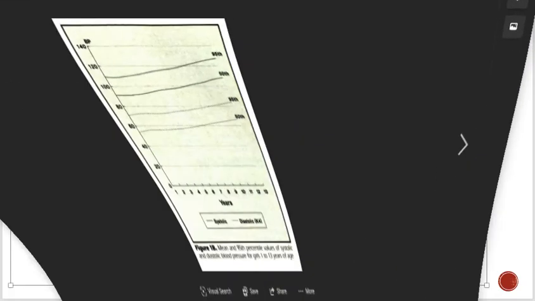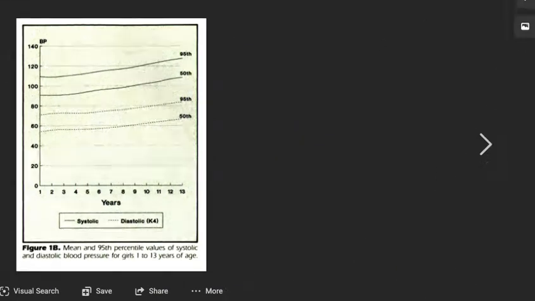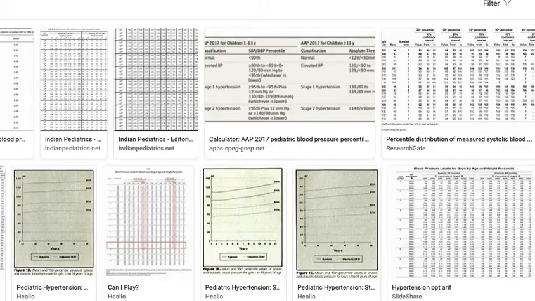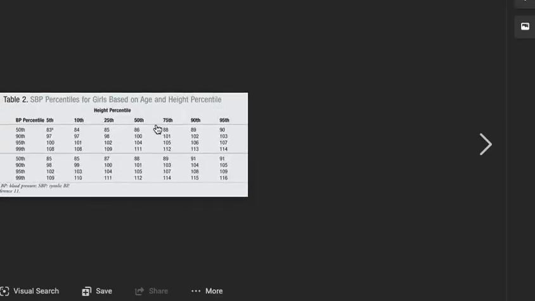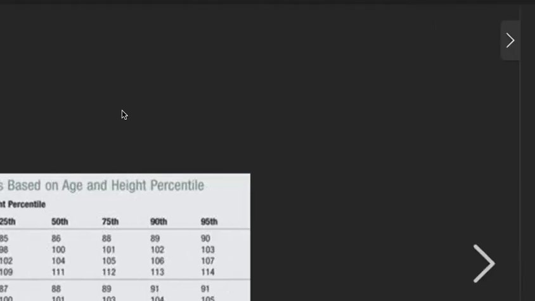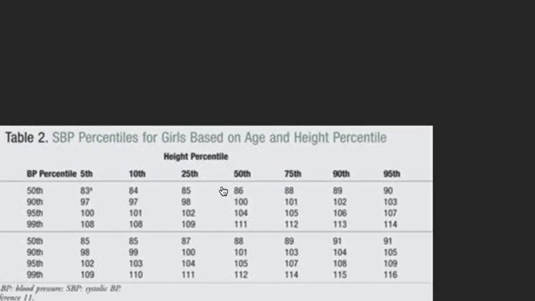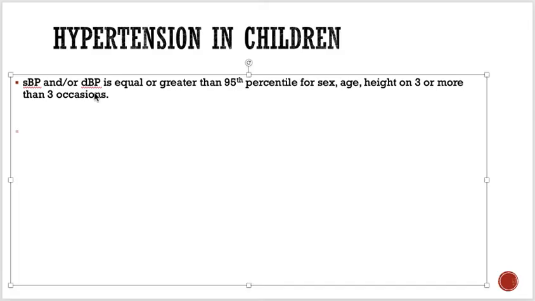As I told you, this one is regarding age, and then there are charts for height. This one is height based, so height percentile. Simply, when the systolic or diastolic blood pressure is equal to or greater than the 95th percentile for sex, age, height, on 3 or more than 3 occasions. And pre-hypertension is simply when it is more than 90.